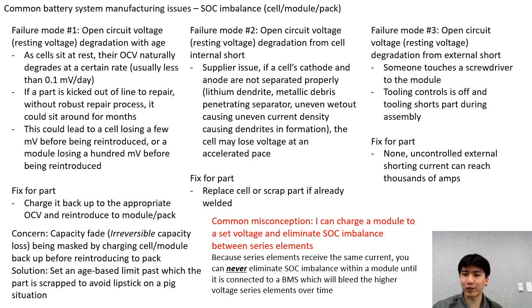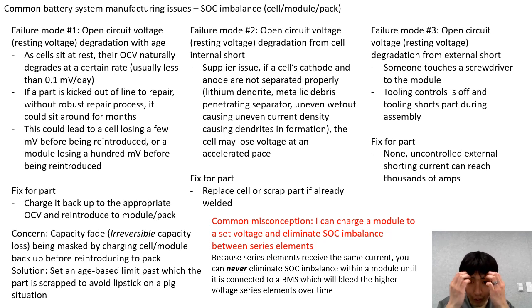Someone touches a screwdriver to the module in the wrong place, or your tooling controls are off during the manufacturing process, and it's more of a systemic issue where the tooling is shorting every single part during assembly. For example, a robotic arm that's grazing the side of the module and touching something else and causing a short there. The fix for this is there's no fix. You cannot control the amount of current that's passed through an external short. It could be thousands of amps. It's very, very unsafe. You're going to hear a loud boom. You might burn your hand or burn the screwdriver. There's no fix. The part must be scrapped.